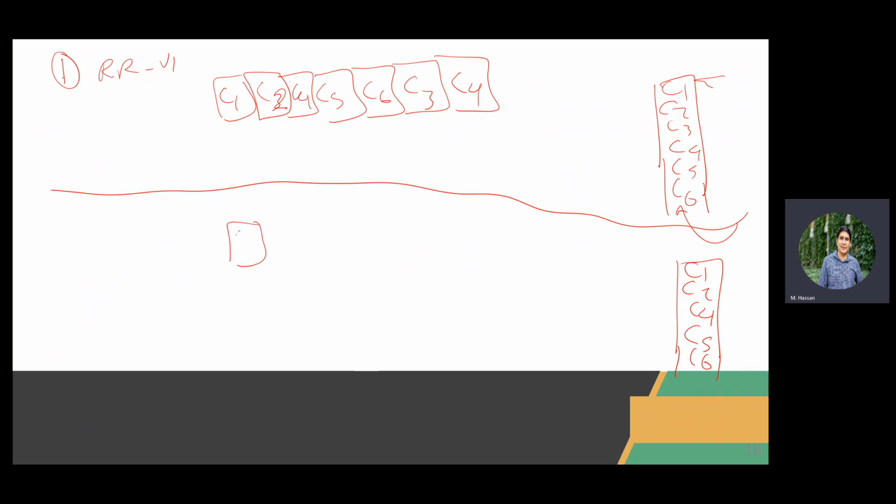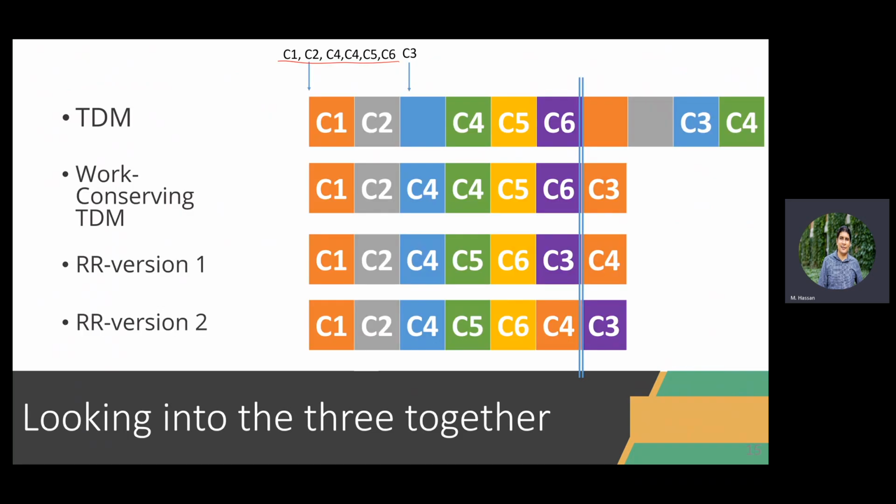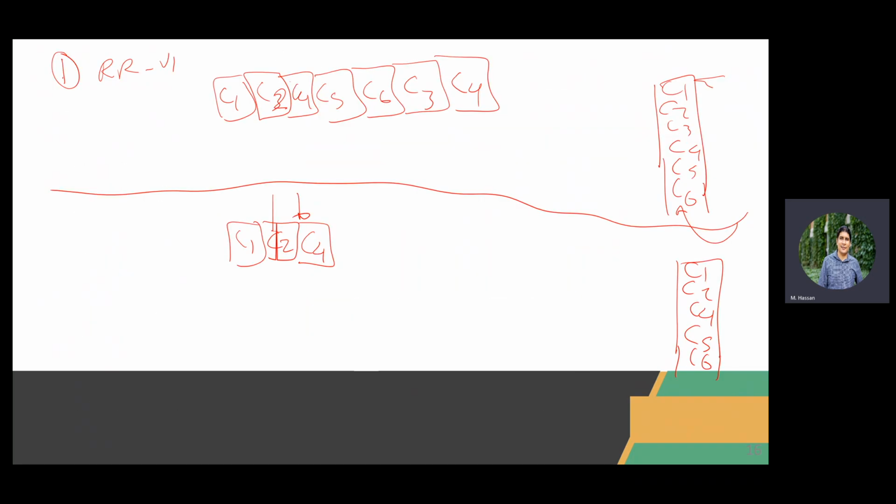C1 has a request, serve it. C2 has a request, serve it. C4 has a request, serve it. Keep in mind that at this point, C3 is not even in the queue. So I don't say, well, C3 does not have something, take it out, put it back at the queue. I don't even consider C3, it's not in the circular queue. When does C3 arrive? It arrives slightly after the beginning of the slot, so it arrives here.